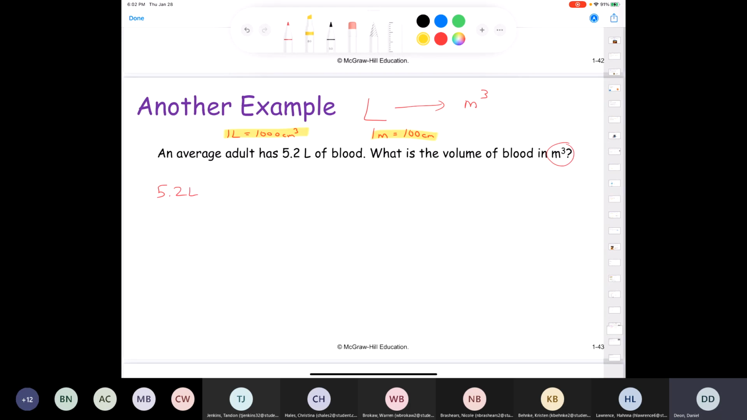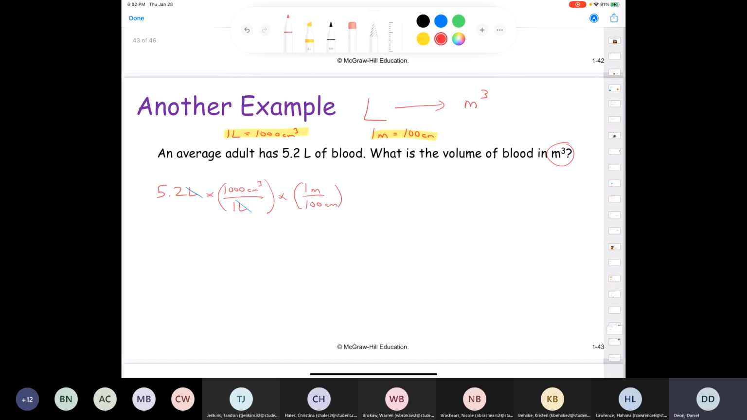Let me show you how you would do that. We have our 5.2 liters. I'm going to use this conversion factor first. I know that I have 1,000 centimeters cubed in 1 liter. Now, if I multiply all that out, my liters would cancel, and I would have my volume in centimeters cubed. That doesn't really help me a whole lot because I want my volume in meters cubed. But I also know that in 1 meter, I have 100 centimeters. Now, centimeters cubed and centimeters don't cancel.